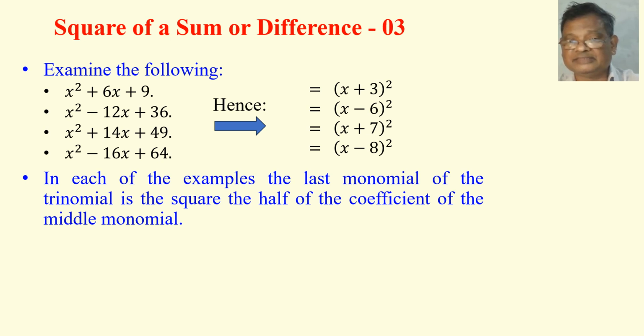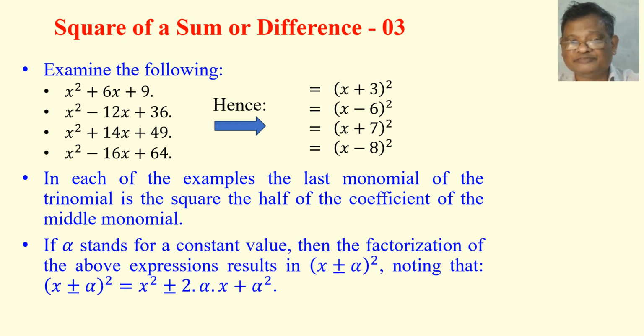In each of the examples, the last monomial of the trinomial is the square of half of the coefficient of the middle monomial. If alpha stands for a constant value, then the factorization of the above expressions results in the form (x plus or minus alpha) whole thing squared, noting that (x plus or minus alpha) whole thing squared is equal to x squared plus or minus 2 alpha x plus alpha squared.